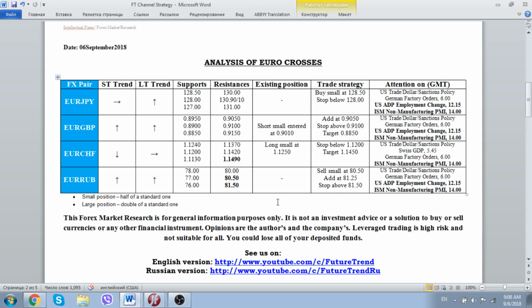Shortly, briefly about our analysis of euro crosses. At the moment we decided to enter a short position in the euro sterling, because we still suggest that probably in the days ahead the sterling could continue its rebound, and that will mean that also the euro sterling should go some lower from current levels.